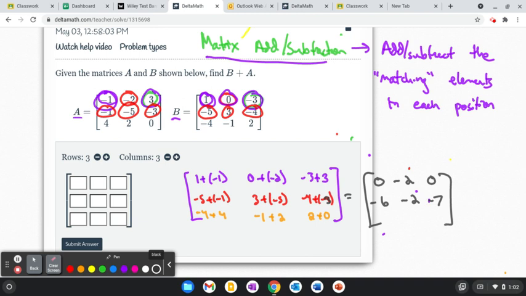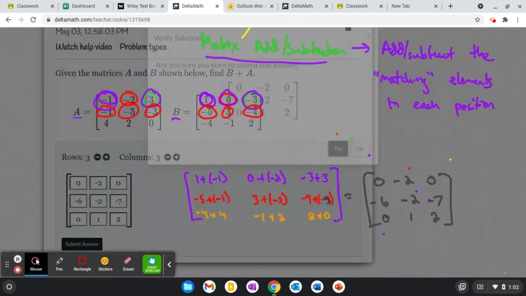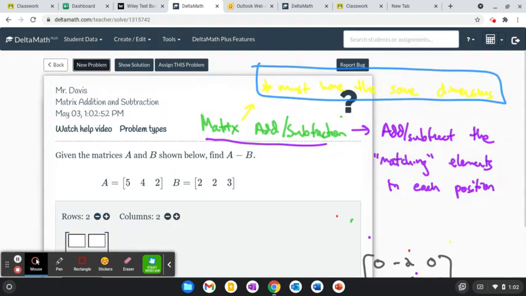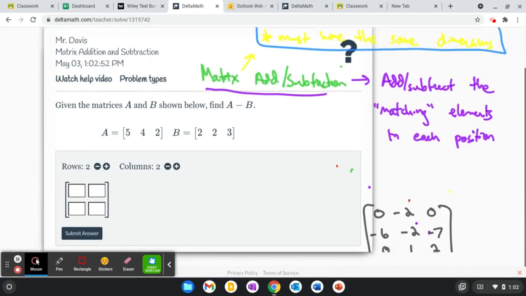And then we've got 0, 1, and 2. So I'm just going to go ahead and type those in. Hopefully I did it all correctly. If not, then just go through and double check, and you probably just missed one of them. Submit. Okay. So very simple.